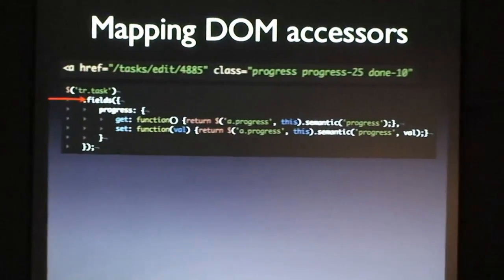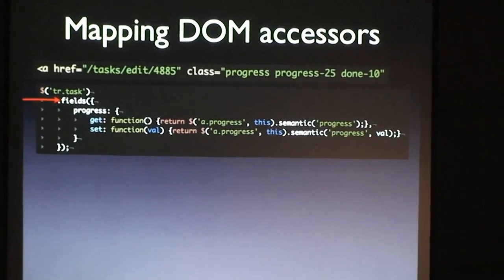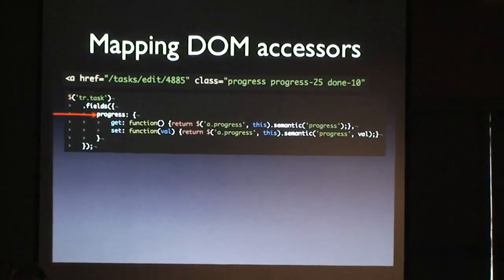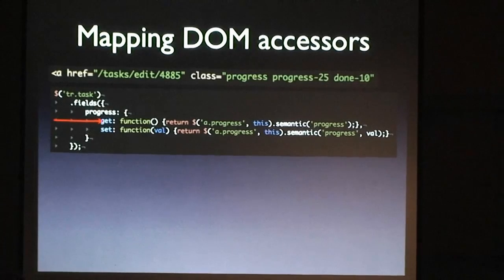Then we define that all tasks have some fields that are common to them. One of these fields, we're only defining one in this example, is progress. In order to get the progress, we have a get function. In this get function, we simply return what I just showed you. We find the a.progress element inside the table row, and we return the semantic progress. For setting the progress, we do something similar. We take a value parameter, we find the progress element, and we call the semantic function setting it.